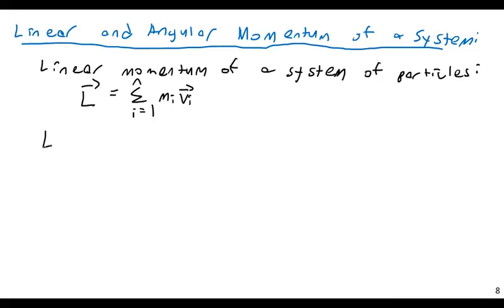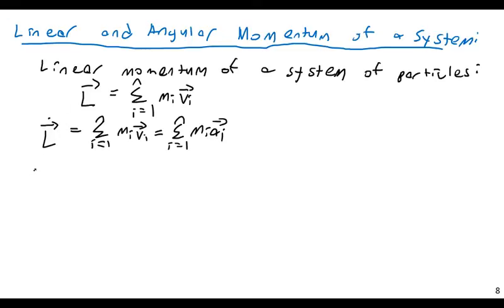L dot, the rate of change in angular momentum, or sorry, linear momentum, is the summation of i equals 1 to n of m_i v_i dot, which is equal to the summation of i equals 1 to n of m_i a_i. The masses times the accelerations.